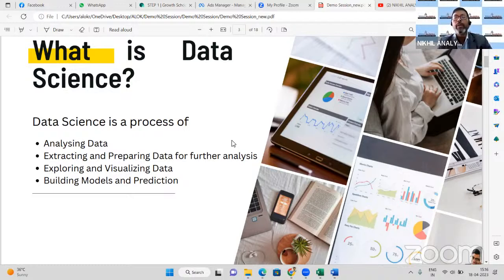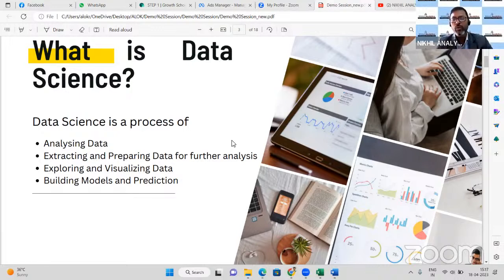How are they going to do it? By building models. What kind of models? Mathematical models, equations, and formulas that we have to develop, which can give us the results. To get higher accuracy results, we're going to be using machine learning algorithms as well. So data scientists will be using machine learning algorithms also to predict.